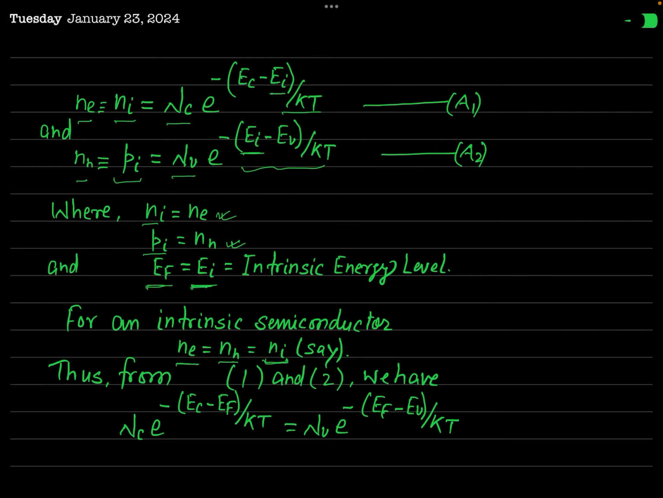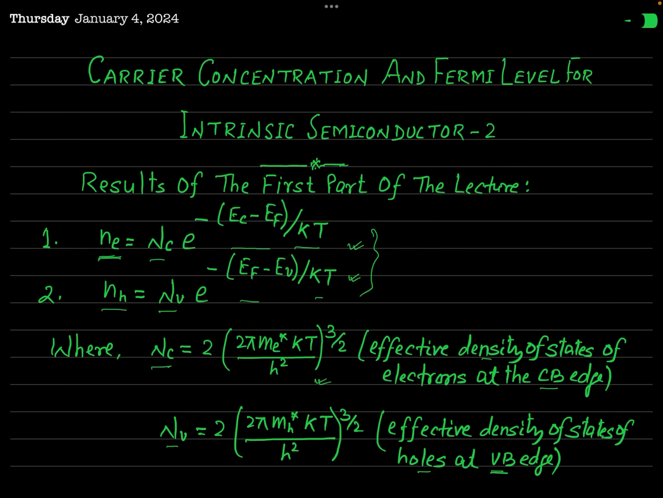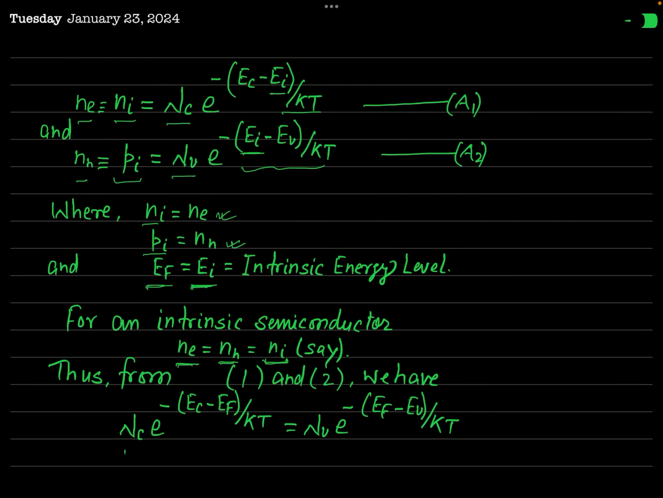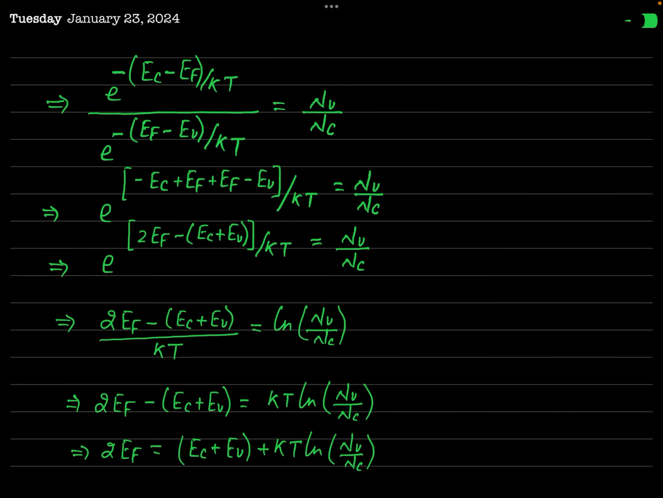Okay, but since Ne and Nh are equal, and you are given Ne and Nh by these expressions, for getting the expression for EF we now equate these two values. You can see this is the expression for Ne and this is the expression for Nh, and both are equal in case of an intrinsic semiconductor. So I have equated these two expressions. Now, simplifying this result, our aim is to find the expression for EF or Ei. And for this you can see I have simplified it.